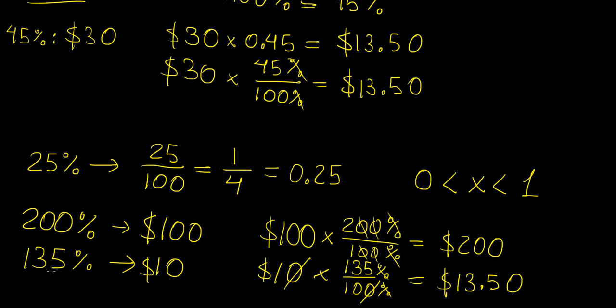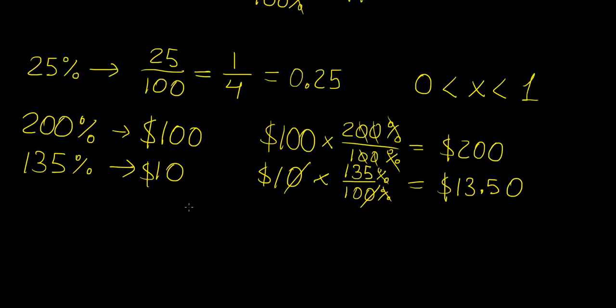So what this means is that grabbing 100% of a number is essentially just the number itself. So if you're earning 100%, it means you're earning $10. If you're earning over 100%, then that means that you're essentially earning more than you started with, and you're adding that to the initial amount.